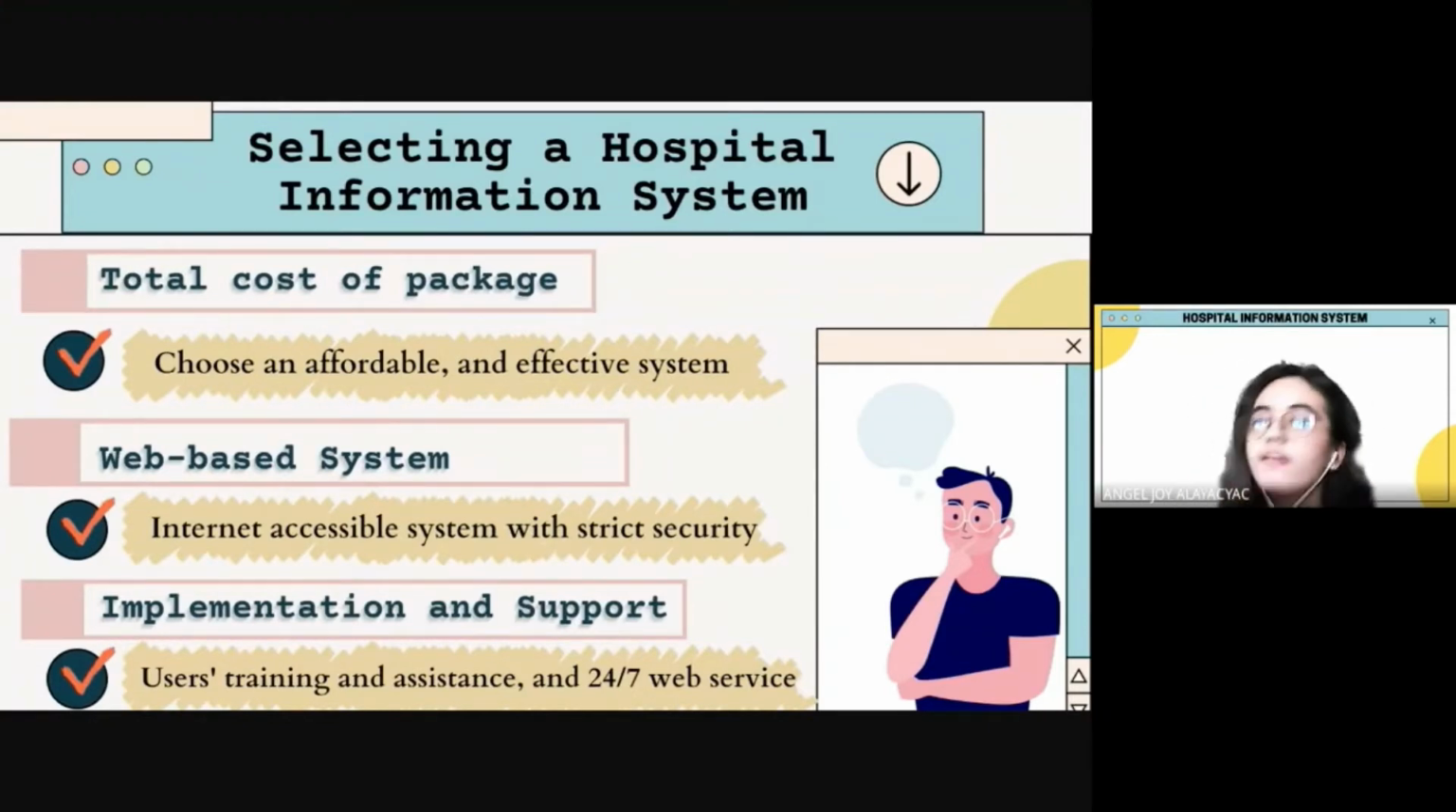And also, 24/7 web service. We are talking about the hospital. There should be no hospital that magko-close or magsasarado sa isang oras, kahit isang oras lang. They should be open 24/7, all day, all week. So this aspect, the hospital should consider that their system should be available all the time. 24/7 open telephone service and web service.